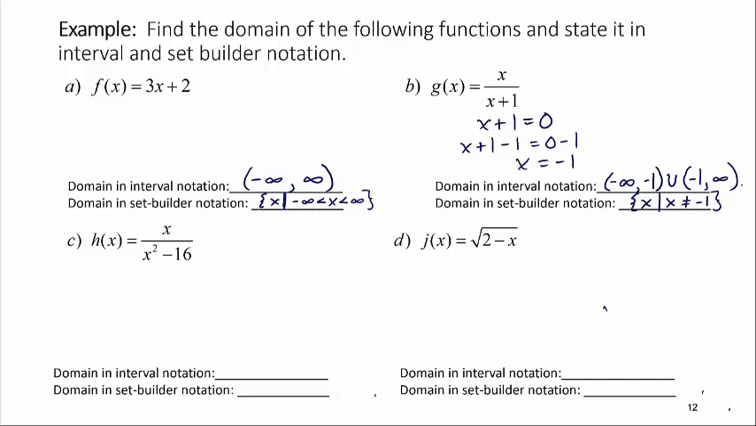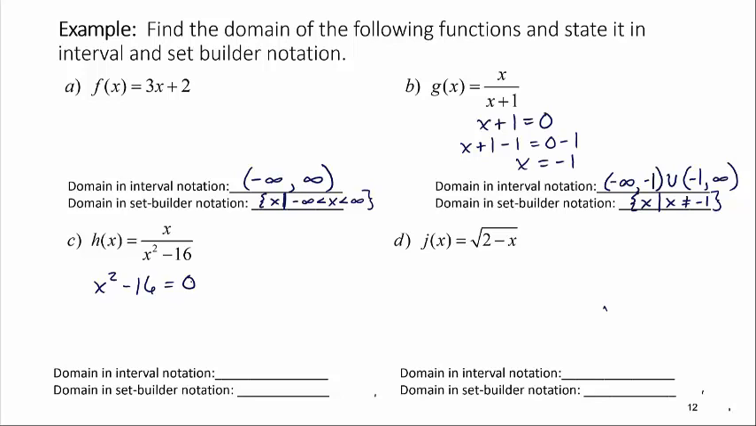When we're being asked about domain, we just want to know what makes the denominator 0, right? If we have a rational function like this, I'm going to set x squared minus 16 equal to 0, and I'm going to solve that. There are a couple of ways to solve that. There's no middle term with this quadratic, so you could add 16 to both sides and take the square root of both sides. That would get you there.